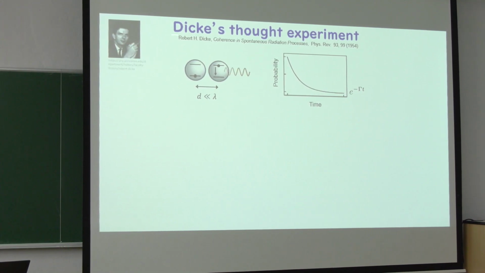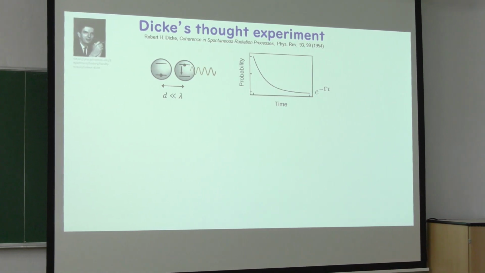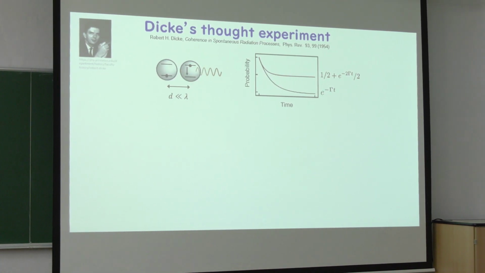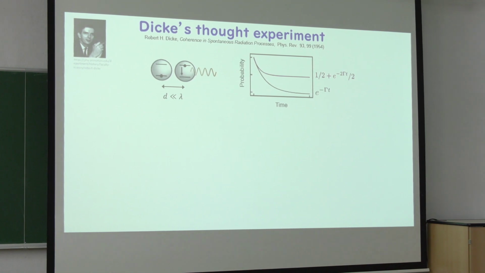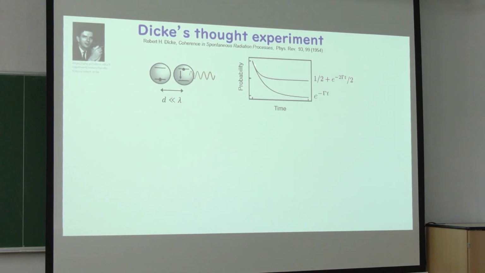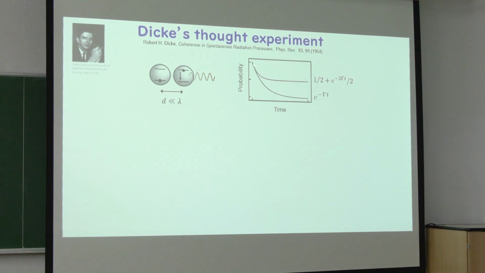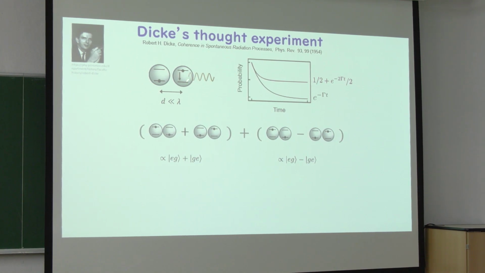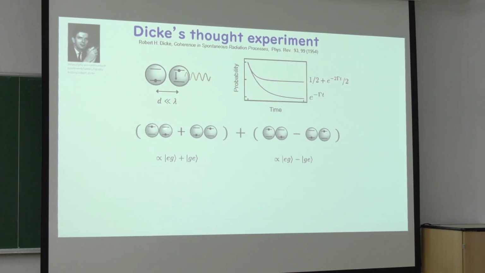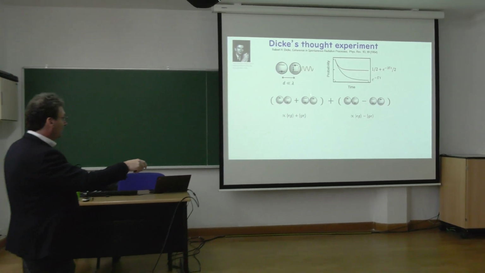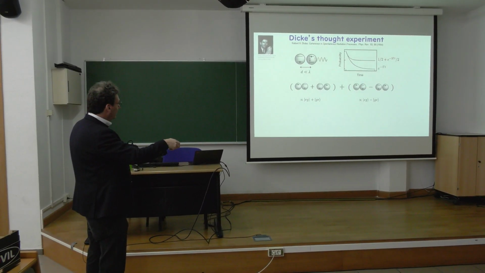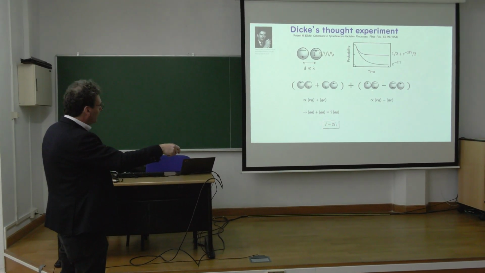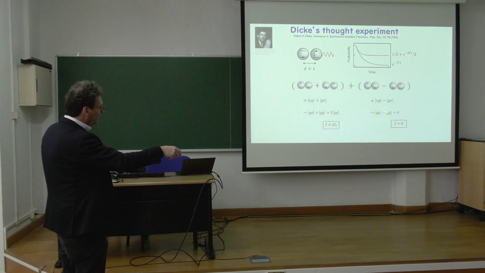As the famous physicist Robert Dicke looked at this 70 years ago, he predicted that it would decay to 1/2. First you decay faster, or on that scale it's the same, you start out the same, and then you end up at 1/2. Why is that? It's simply because this situation you can rewrite into a sum of a symmetric piece and an antisymmetric piece. The symmetric piece will decay at twice the rate, but the antisymmetric piece won't decay at all.